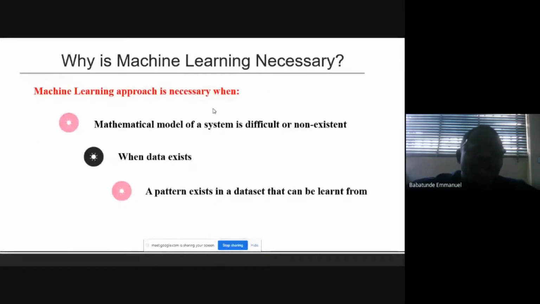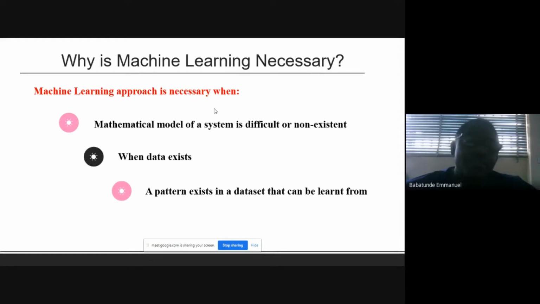Now, why is machine learning necessary? You know, there is this hype about machine learning, that it's the hot topic, the technique that everybody is interested in using, but there are scenarios, there are situations where machine learning cannot be used. One of the scenarios is when you don't have data. Before you can use a machine learning approach in solving any problem, data must exist. And it is not just enough for you to have data, a pattern must exist in the data that you can learn from.